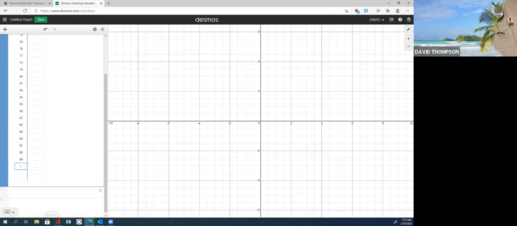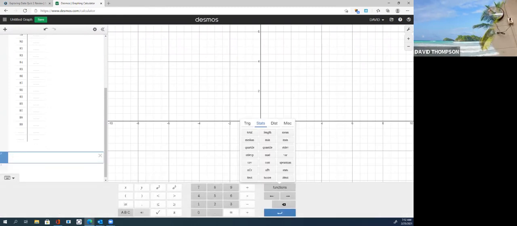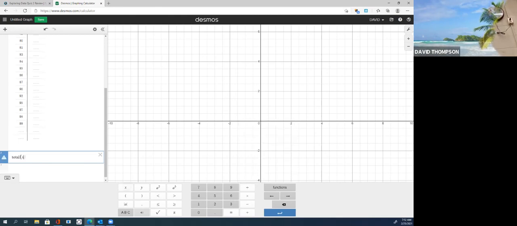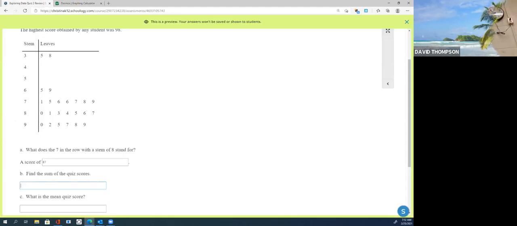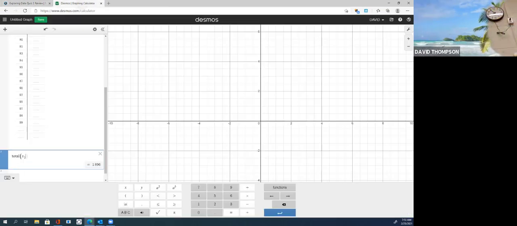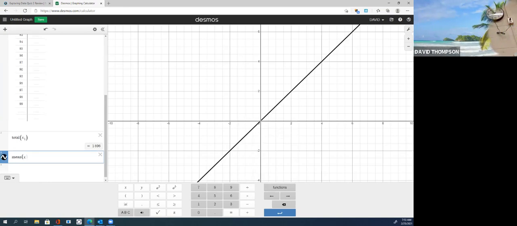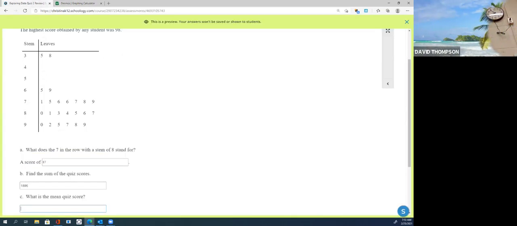Okay, so it's asking for a couple of things. The first thing it's asking for is a sum. So we're going to hit functions, and if you look under stats, there should be something that says total. And then we'll type in x1. So our total is going to be 1896. Type that in. What is the mean? So we're going to type in functions, mean, type in the x1. So our mean is going to be 79.